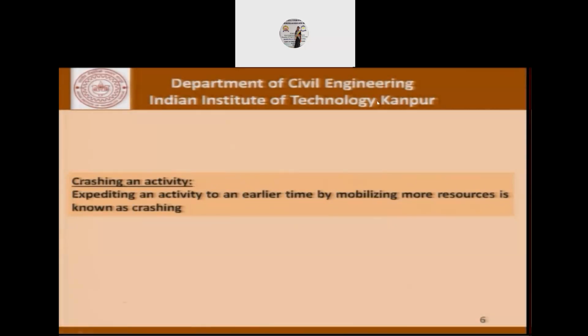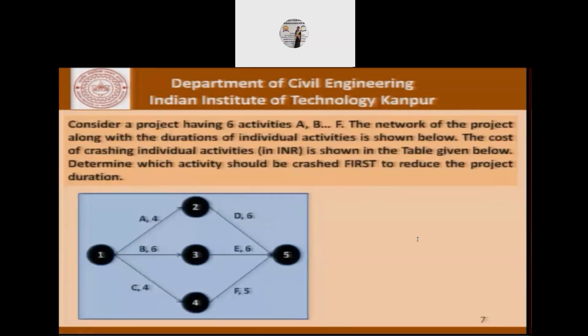Expediting an activity to an earlier time by mobilizing more resources, committing more resources to it, is known as crashing. Now let's look at an example to explain this concept. Consider a project having 6 activities, A, B, C, D, E, F, and the network of the project along with the durations of the individual activities is shown here.